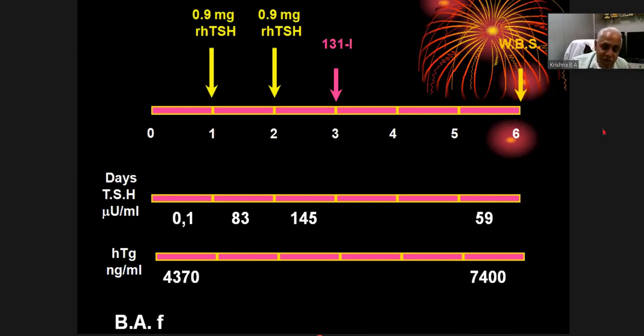Now, this injection is extremely expensive. 2 injections cost 80,000 rupees. And that is why it is difficult in an Indian scenario. But the American Thyroid Association today makes a solid recommendation that in all the patients, it should only be RTSH stimulated whole body scans or RTSH stimulated thyroglobulin.